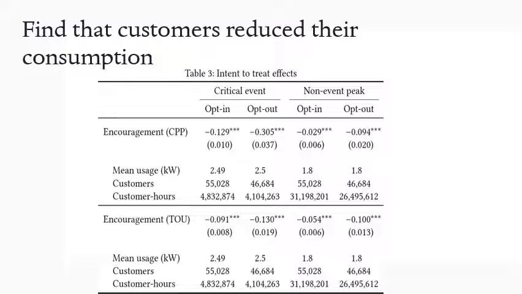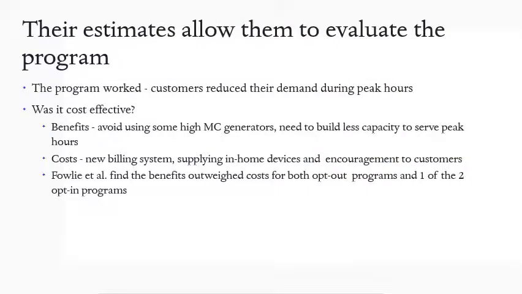They can use these estimates to figure out how much customers in the different pricing programs would reduce consumption at different times of the day. Their estimates allow them to evaluate the program. The program worked. Customers reduced their demand during peak hours, but was it cost effective? The benefits: they're going to avoid using some high marginal cost generators during the peak times, so they need to build less capacity to serve the peak hours.